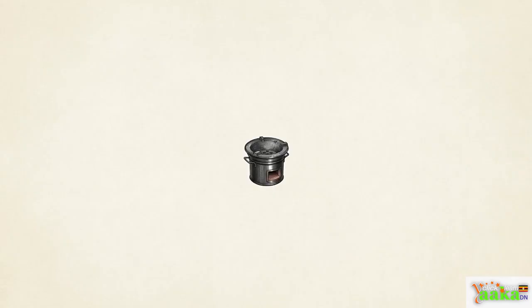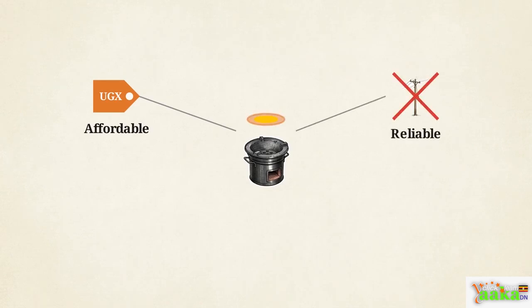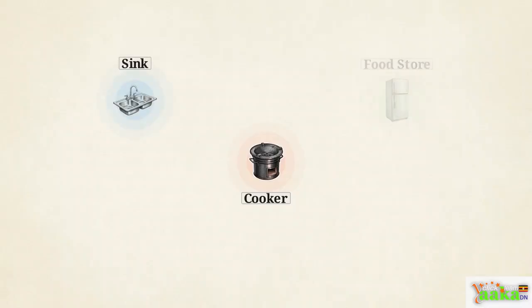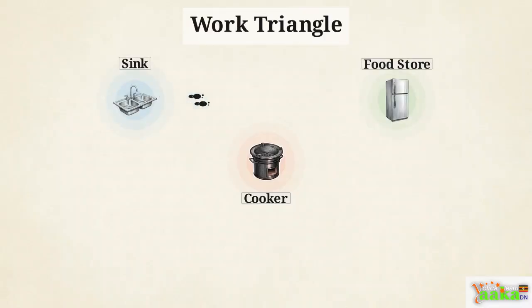To be truly appropriate, technology must be affordable, reliable within the local infrastructure, and easy to maintain. A kitchen is only as advanced as its ability to operate flawlessly within its specific environment. Once your equipment is selected, spatial planning focuses on three anchor stations: the cooker, the sink, and the food store. Connecting these three high-traffic zones creates the work triangle.